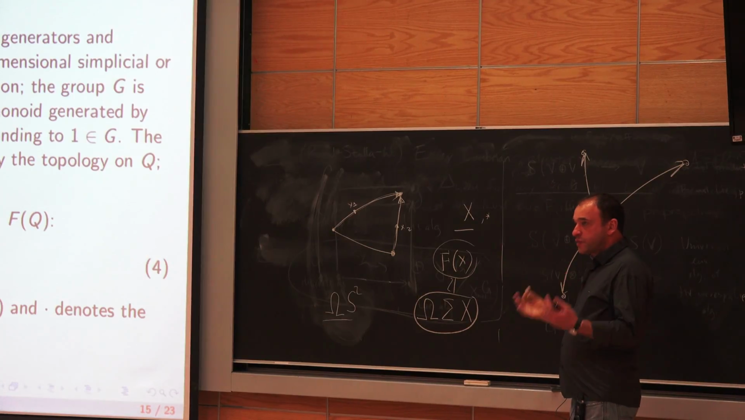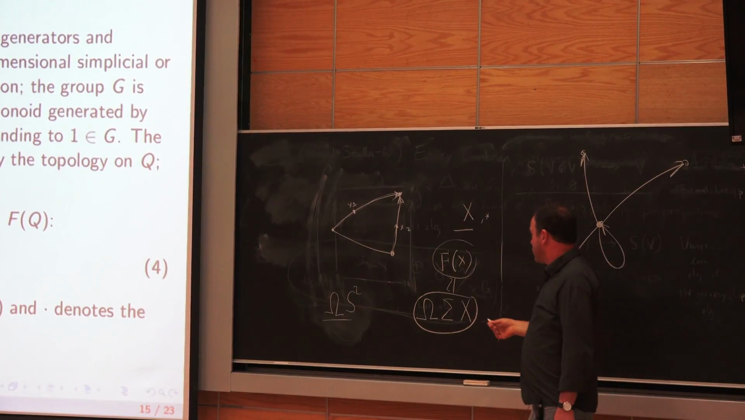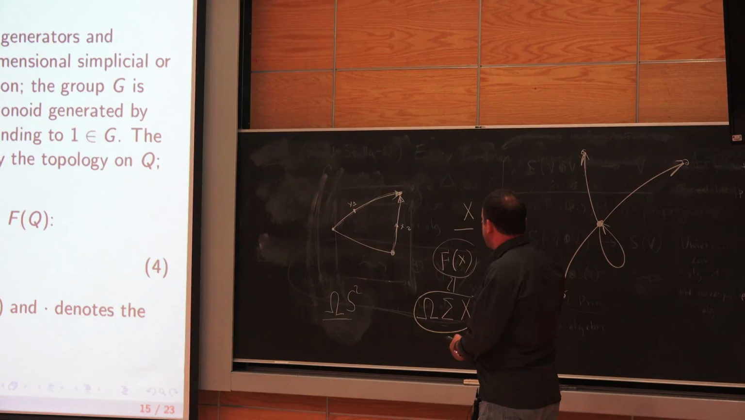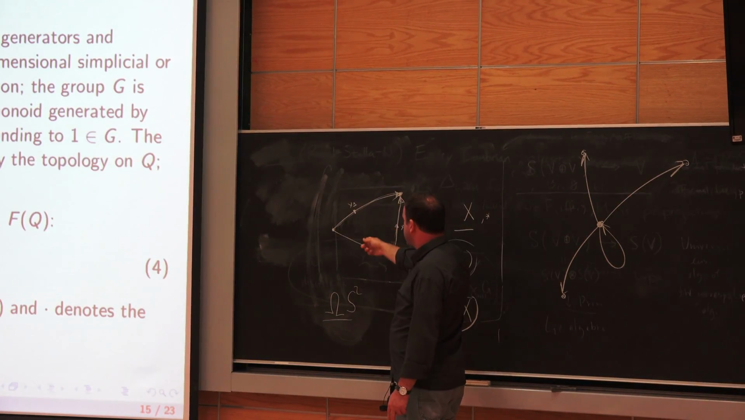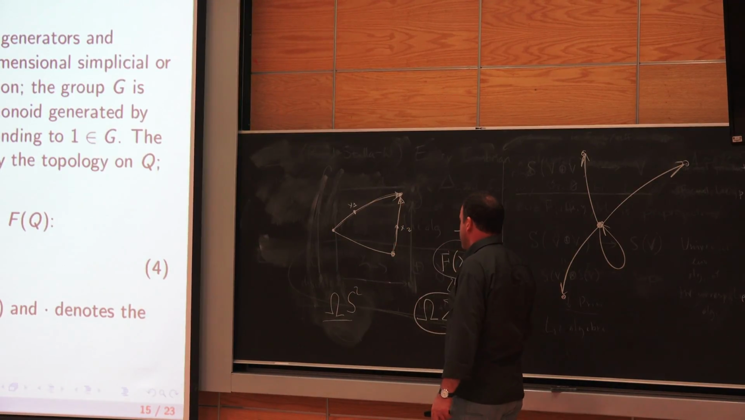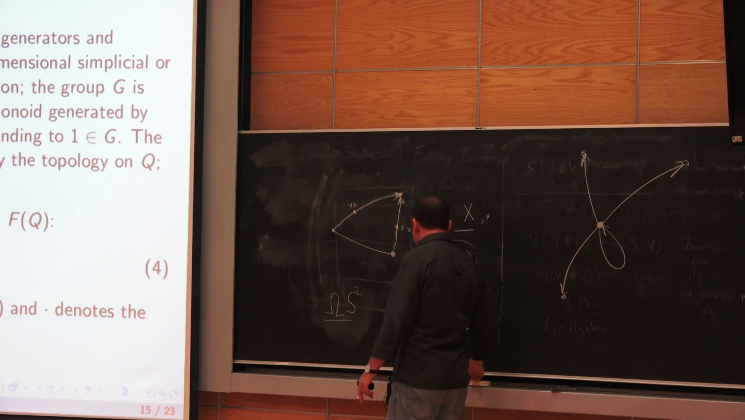It gives you an explicit cell decomposition of loop spaces. That's why it's used in topology. So here, well, you don't have a circle. I mean, any graph is topologically a wedge of circles. But really, I'm not going to use this at all.